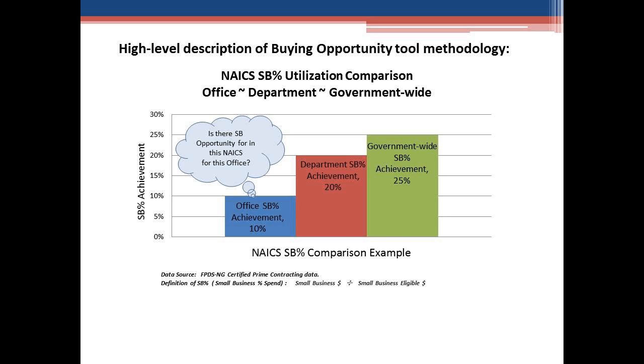These lower than average offices and NAICS are identified as areas that have possible potential for small business growth. These are the areas we would like to recommend that you explore to see if there is, in fact, room to grow our small business results.